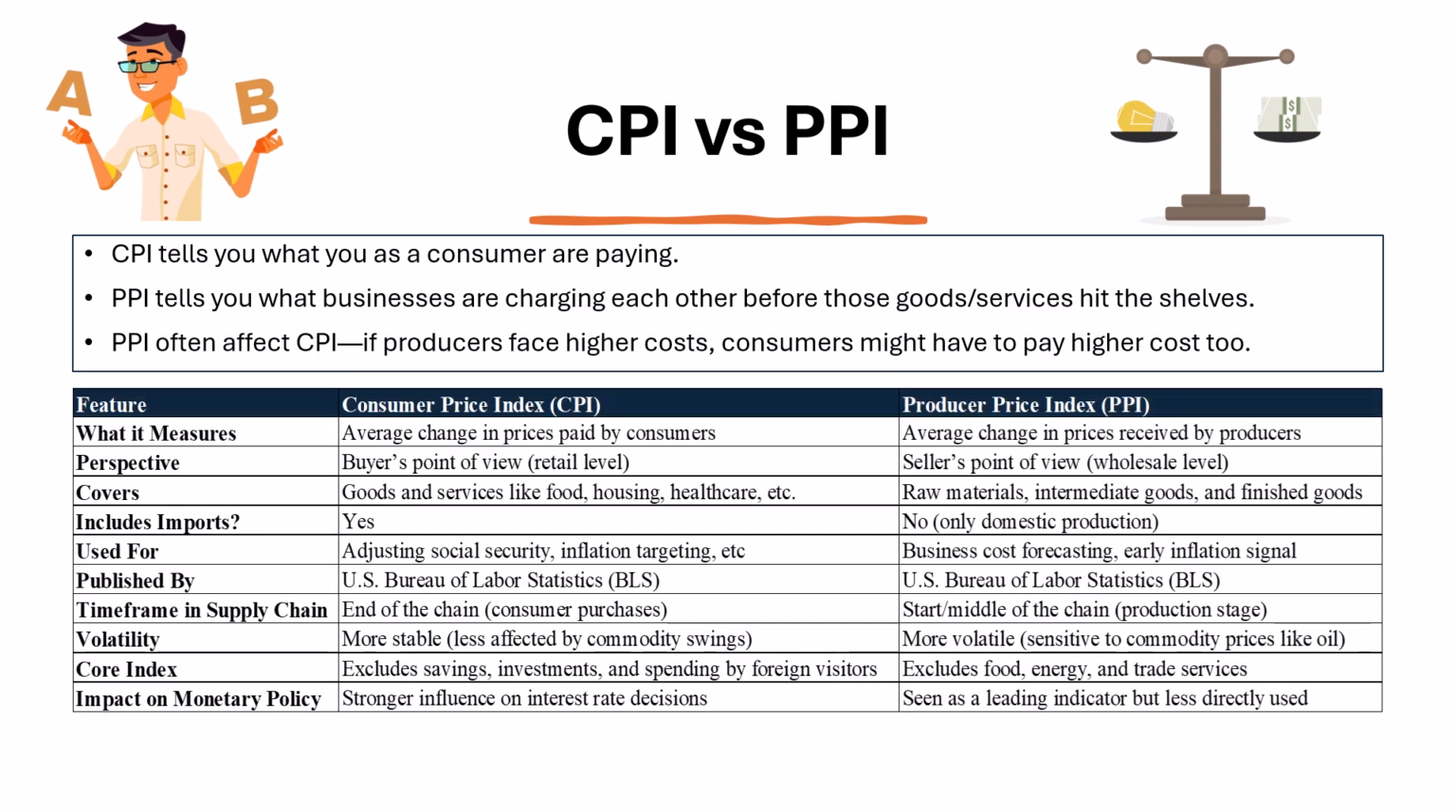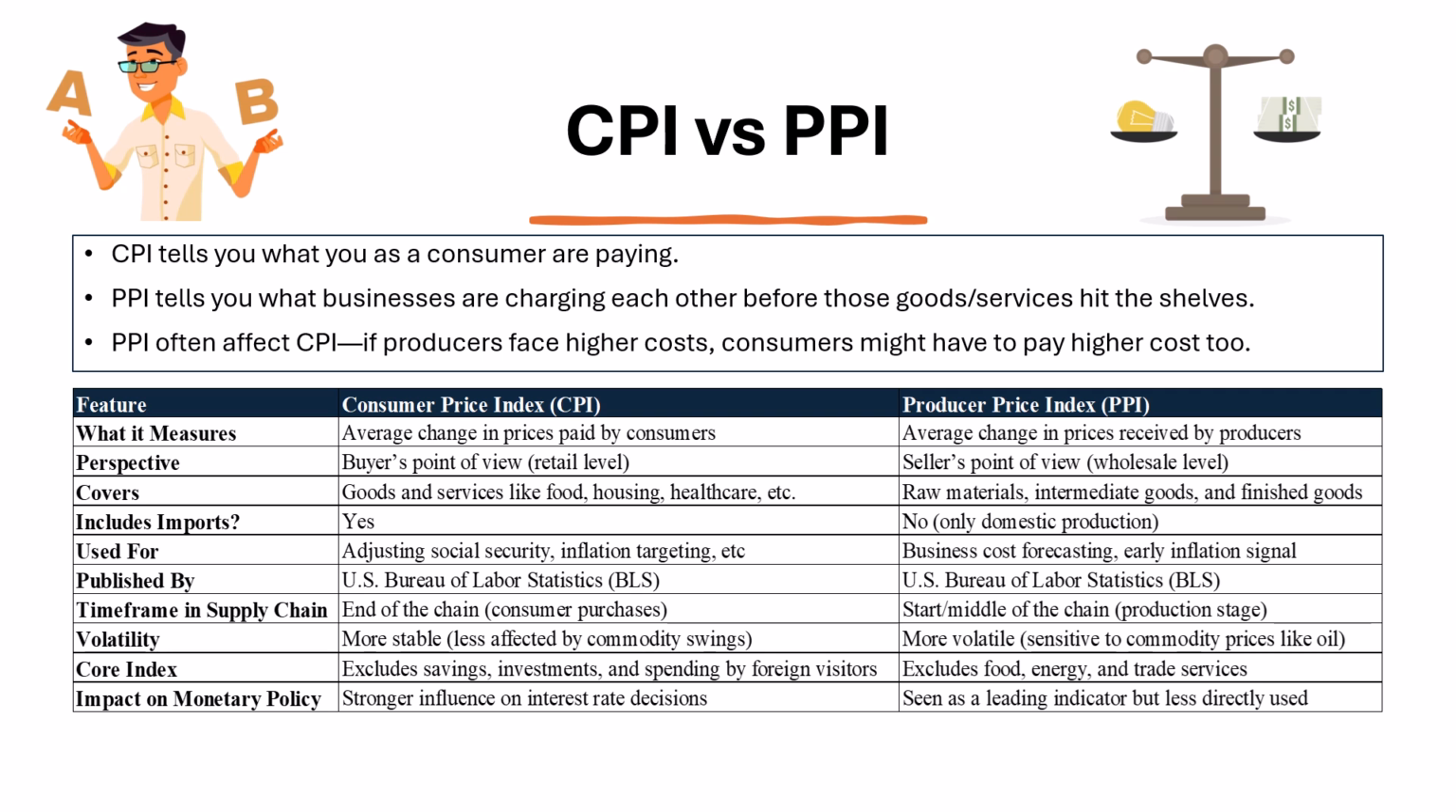The Consumer Price Index measures the average change in prices paid by consumers. It is from the buyer's point of view, or the retail level. It covers goods and services like food, housing, and healthcare too. It includes imported products too. It is used to adjust Social Security and as an inflation targeting tool. It's published by the U.S. Bureau of Labor Statistics, known as BLS.